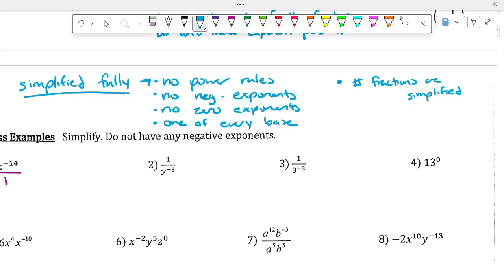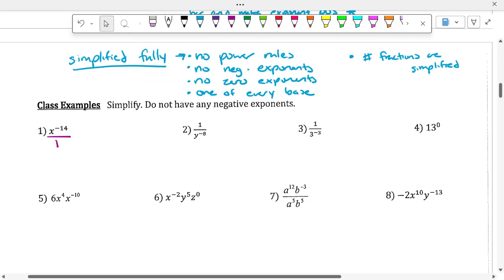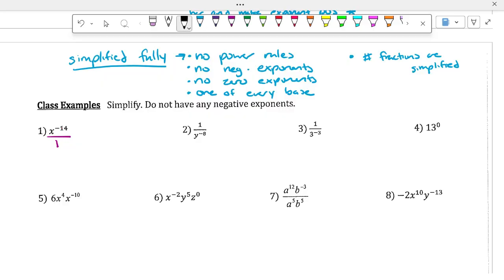All right. So my question still remains. X to the negative 14th power, what do I do with it so it has a positive exponent? What does the negative exponent rule state? We just talked about this on the previous page. What does it do? We literally just talked about this on the previous page. We change its position. Where's it going to go? Right, to the bottom or the denominator.